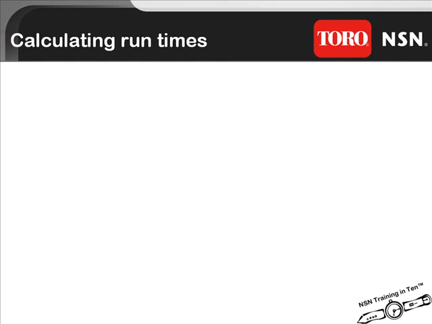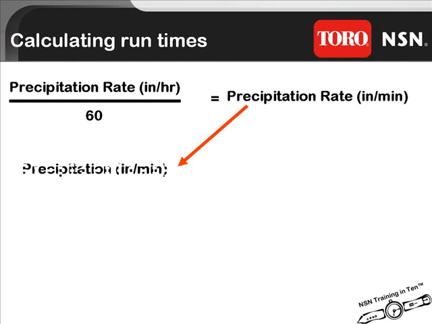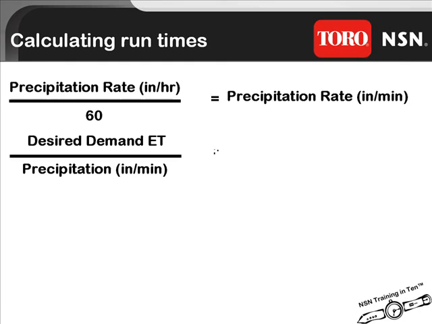SitePro uses a very simple formula that takes the station precipitation rate, which is measured in inches an hour, and divides it by 60 to get a rate that's measured in inches a minute. That new value is then divided into the amount of application that you would like to apply, which is also known as demand ET. This gives you a value that equals the total runtime for that station.